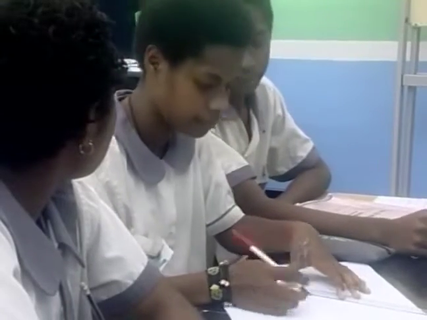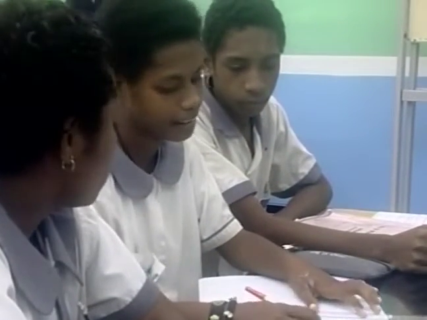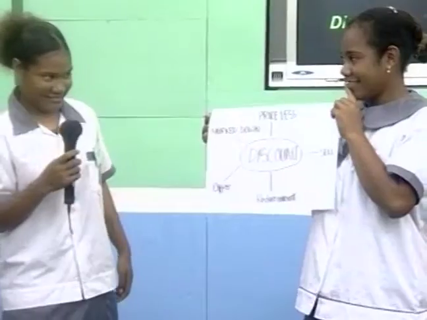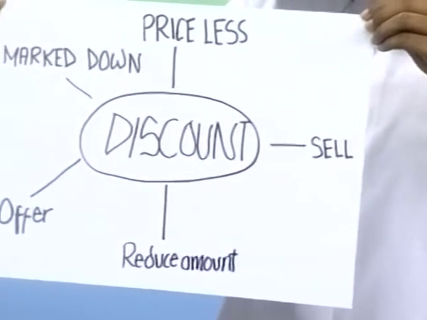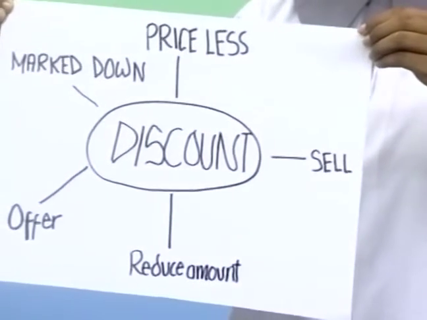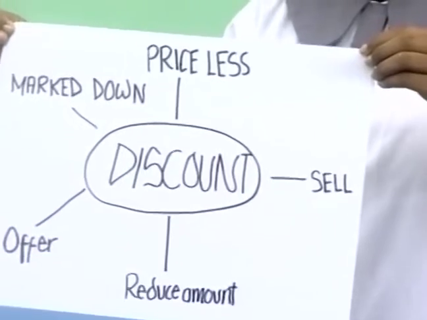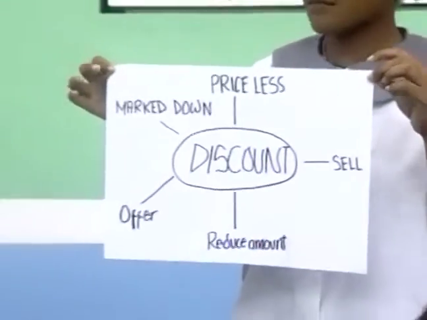Okay, that group over there. Group 6. Class, these are some of the words that we've brainstormed for the word discount, and we've got priceless, markdown, offer, reduced amount, and selling. Thank you. Okay, thank you very much, Rose and Rexy.